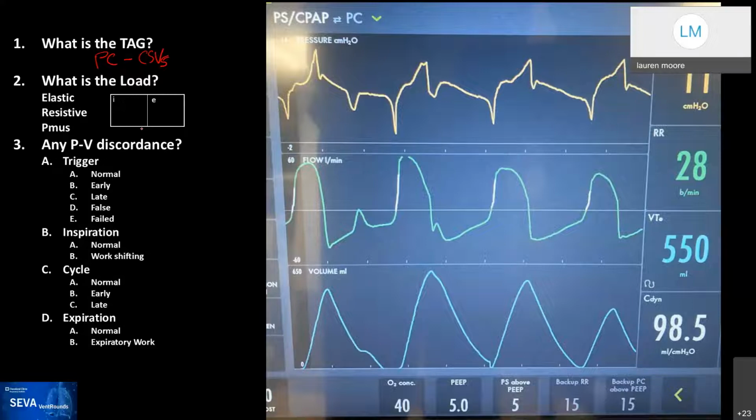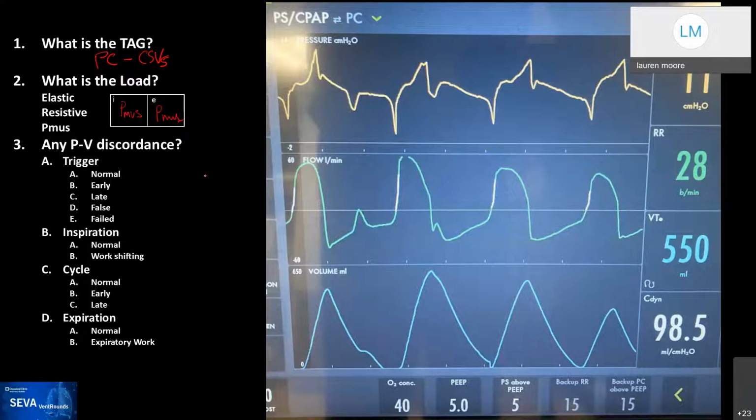You can see a lot of inspiratory effort, so you don't see a nice decelerating waveform. You don't see the scooping. You rather see this waveform that's indicative of PEMAS. So there is PEMAS as a load in inspiration. I think there's expiratory work as well. So I'm going to say PEMAS and expiration as well.